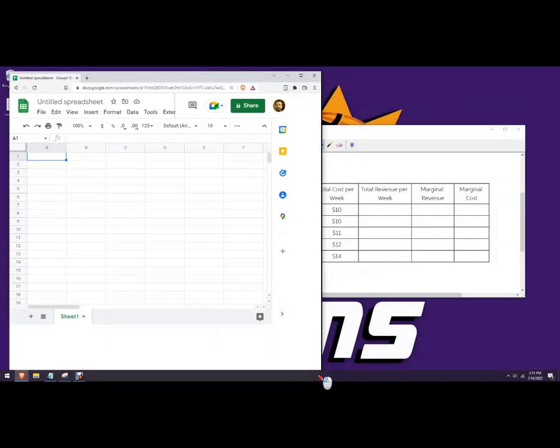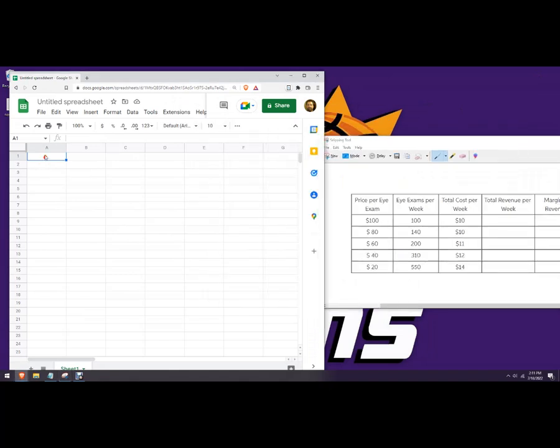So let's do this. Okay, I'll start typing here: price per eye exam. That's going to get a little bit further over, so I just double clicked on the column there. You can also click and drag it. So there we go. And then eye exams per week. I'm just typing right into there. Total cost per week, because this is economics, you could have just written TC. Okay, and then total revenue per week.